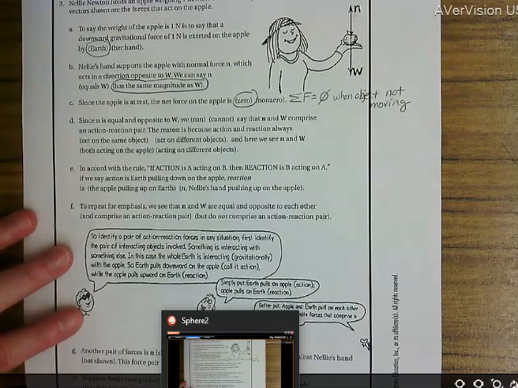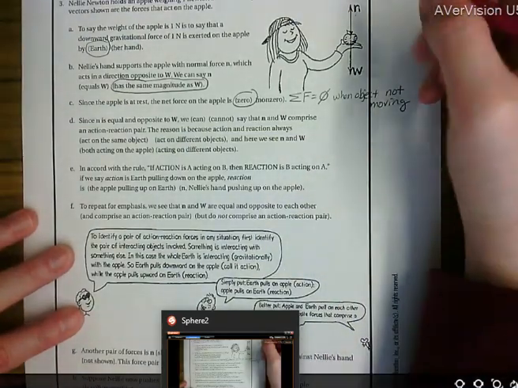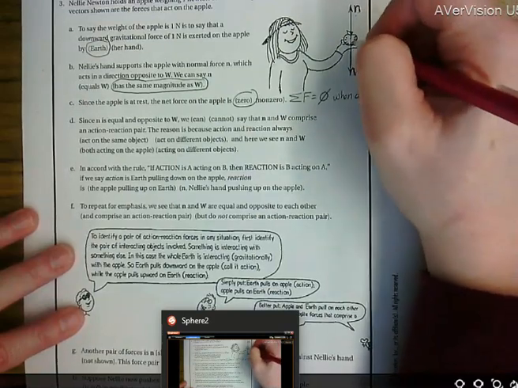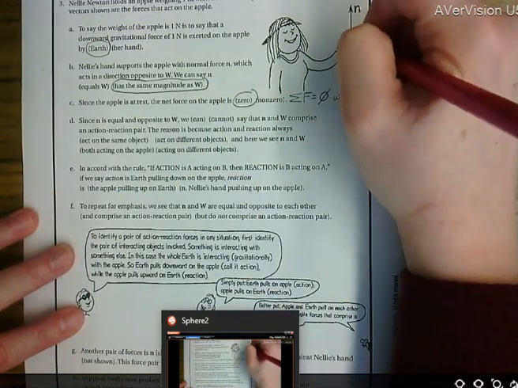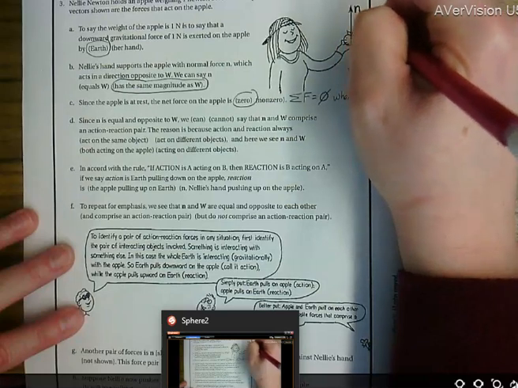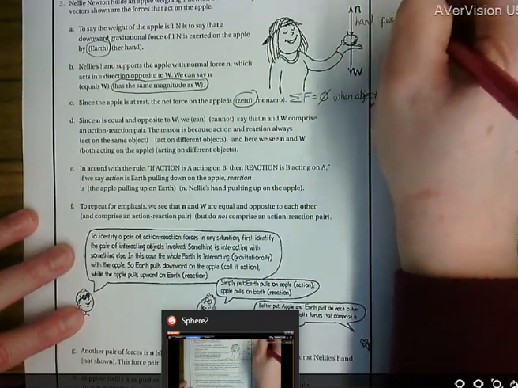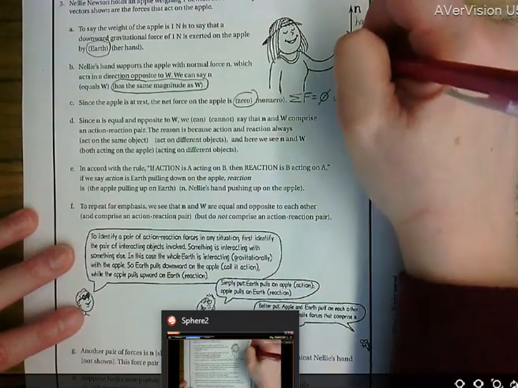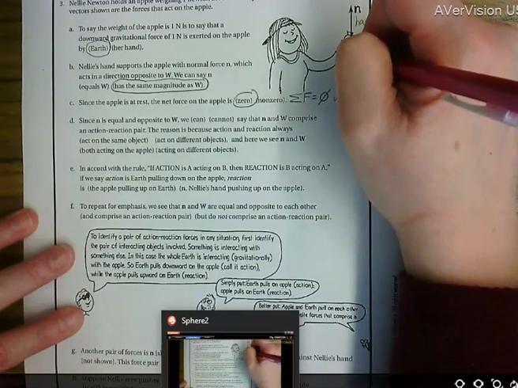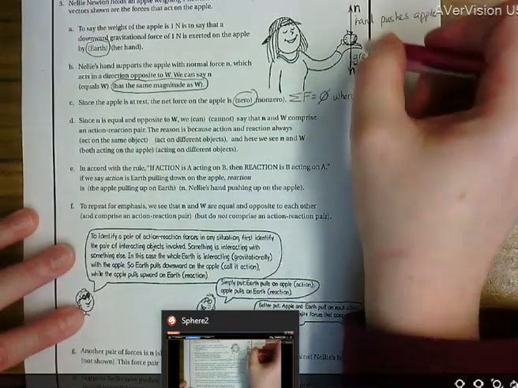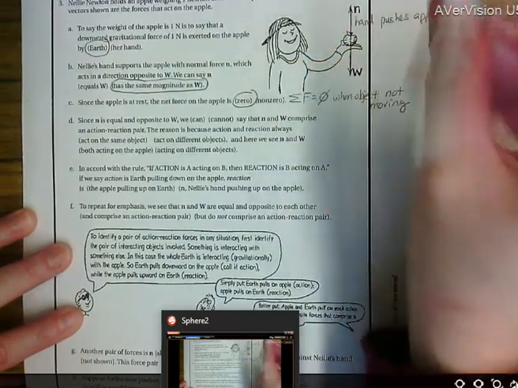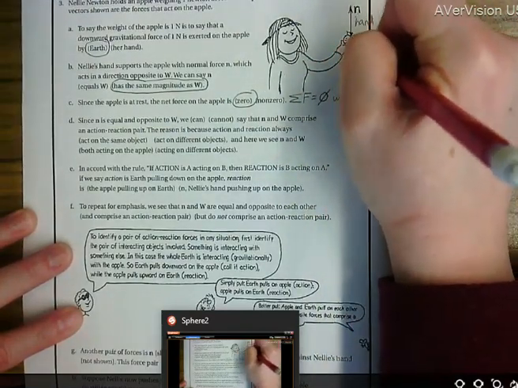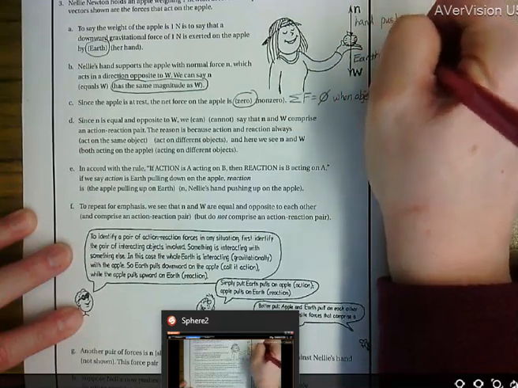Since N is equal and opposite to W, we can't say that N and W comprise an action-reaction pair. So here's where we have to be careful, right? The normal force is the force of the hand pushes apple. The weight is gravity, or we can say, how about if we say the earth, because it's earth that causes the gravity. Earth pulls apple.